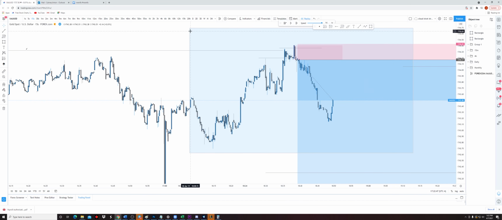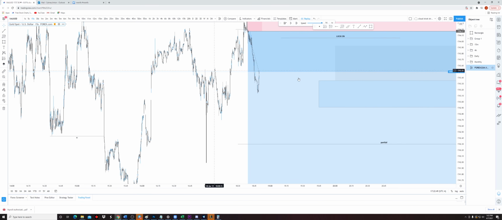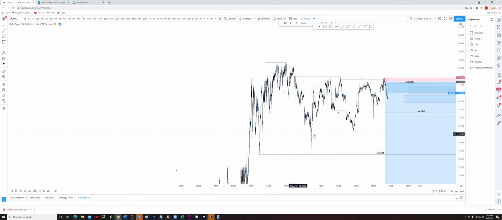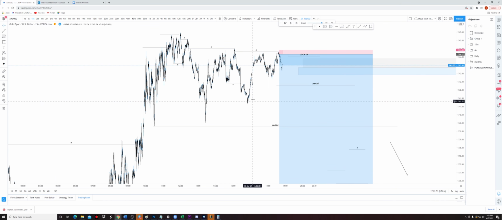And this is the entry we took on gold at the start of the week, and since then have pretty much been holding it. And that's how we got involved, right? Understanding that price is liquidating people, getting involved on those liquidations and on the mitigations.